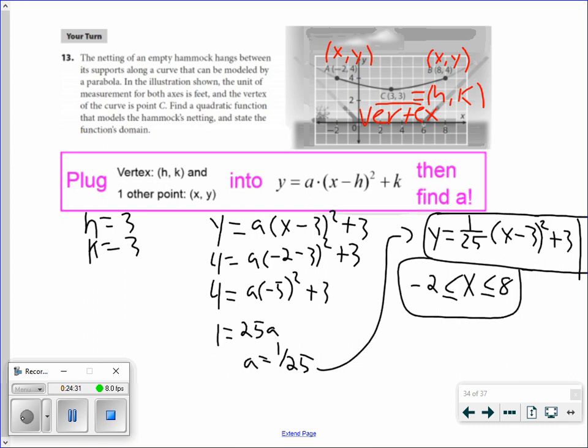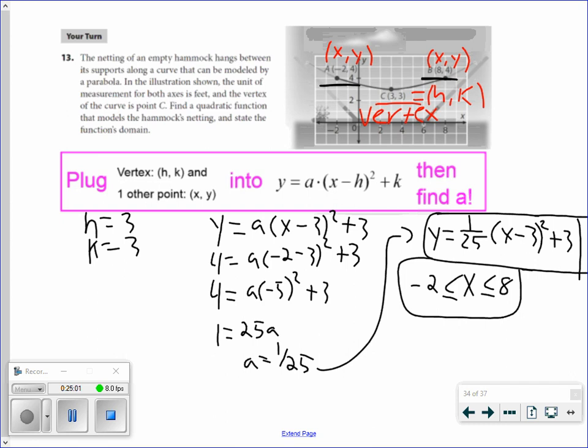You plug that in, and you end up getting a to be 1 over 25. Plug that back into the equation without the y and x. So y equals 1 over 25 times (x minus 3) squared plus 3. And you get the restricted domain because we only care about the parabola in the problem. The problem goes from point A to point B only, or from an x value of -2 to an x value of 8. And that's how we restrict our domain. That's how you figure out this problem.